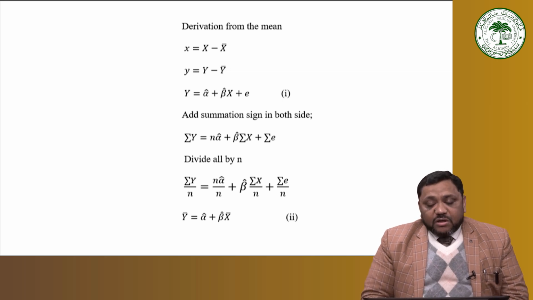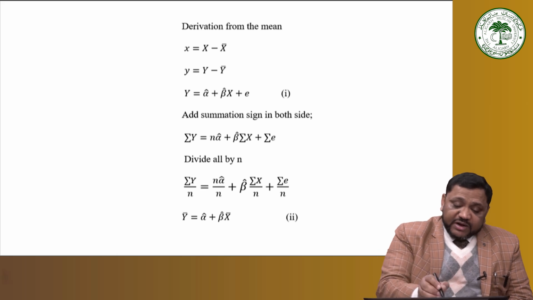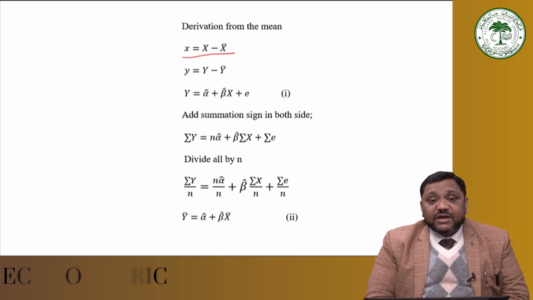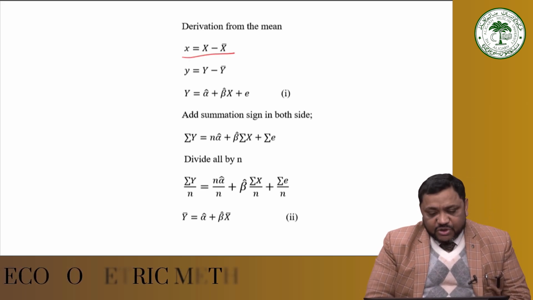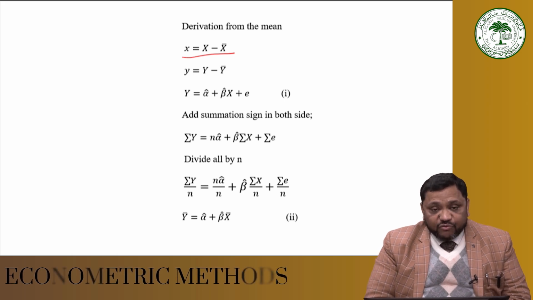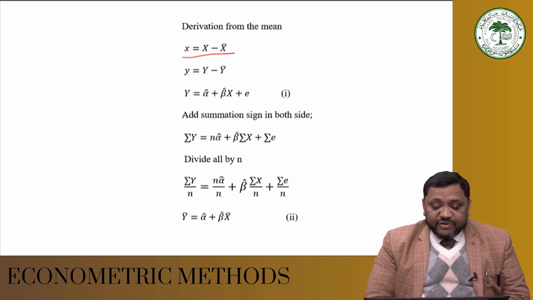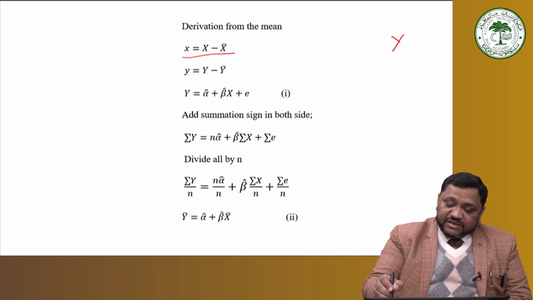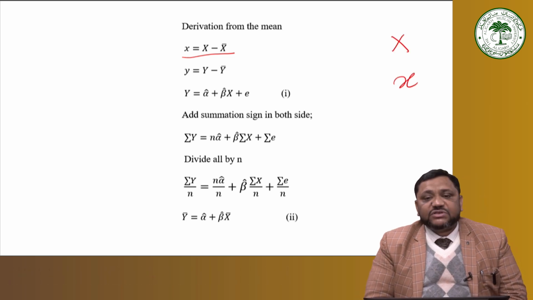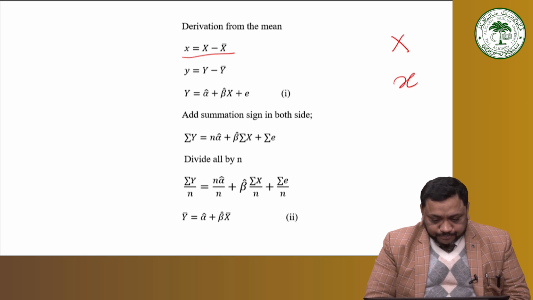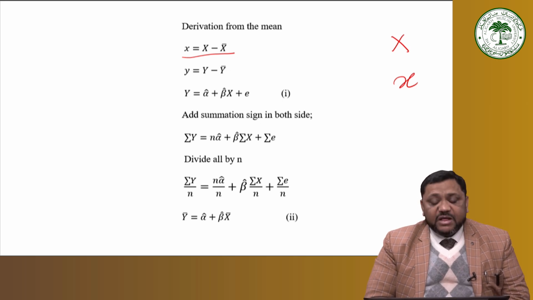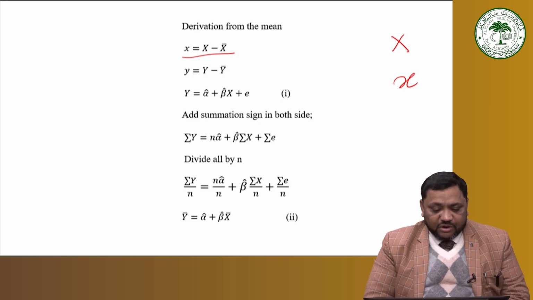Now what we mean by deviations from the mean is for x, we are writing here in terms of small x. Small x is equal to x minus the mean of x. Small y is equal to y minus the mean of y. So now we will be talking not in terms of x but in terms of small x, which is nothing but the original x minus the mean of x.